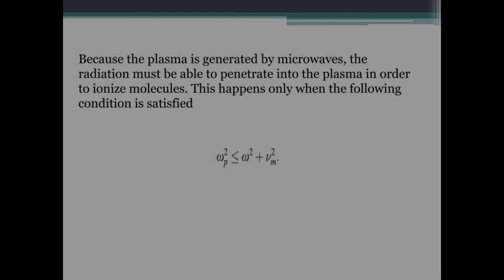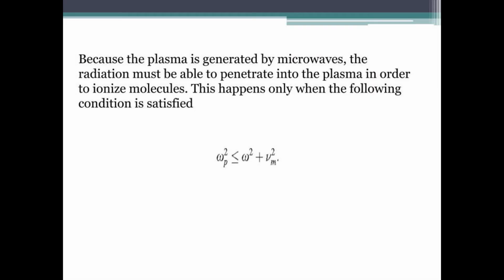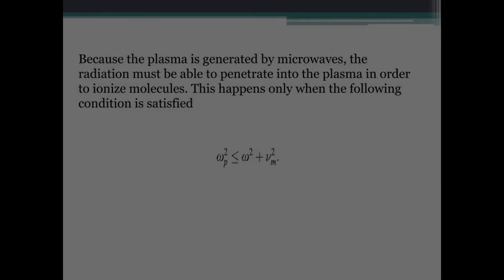The plasma is generated by microwaves. The radiation must be able to penetrate into the plasma in order to ionize the molecules. This happens only when the following condition is satisfied: ω_p² is less than or equal to ω² plus ν_m².